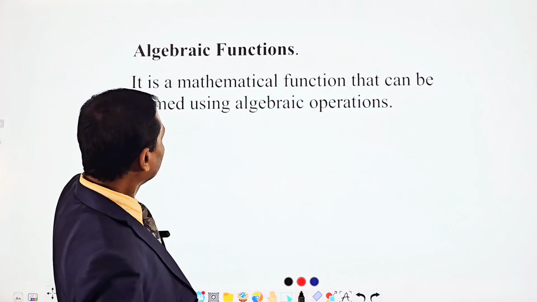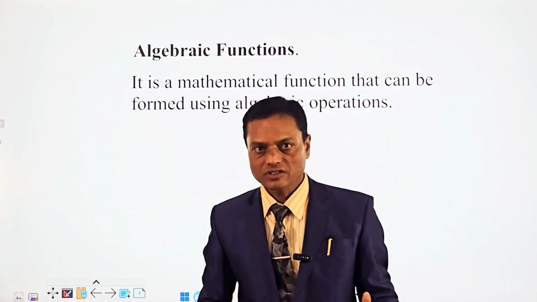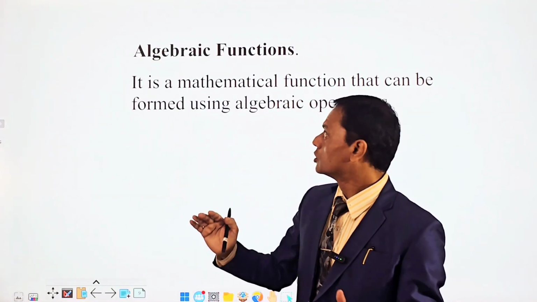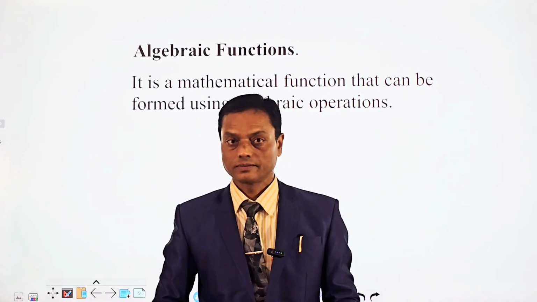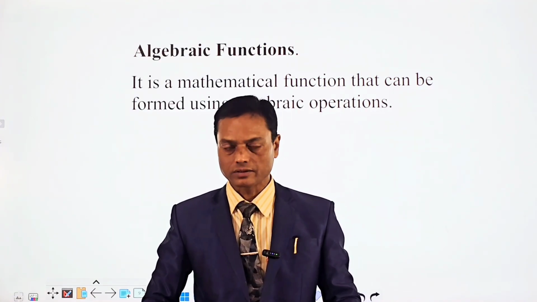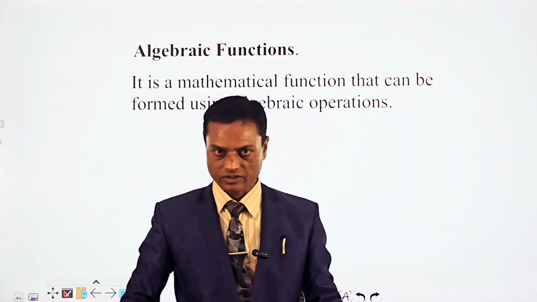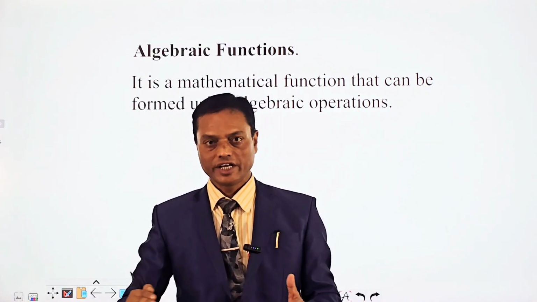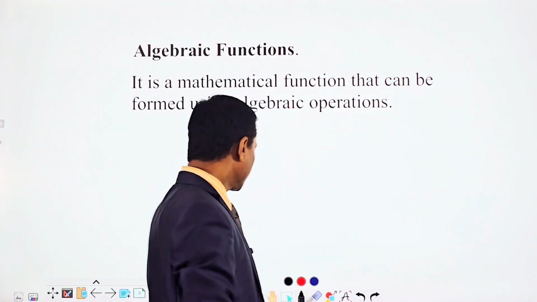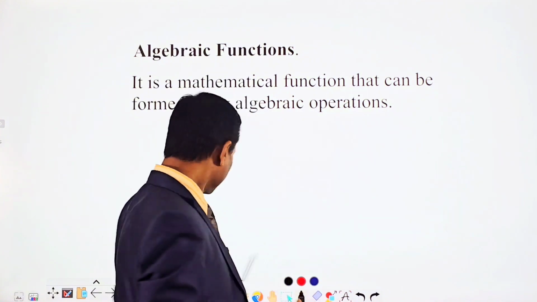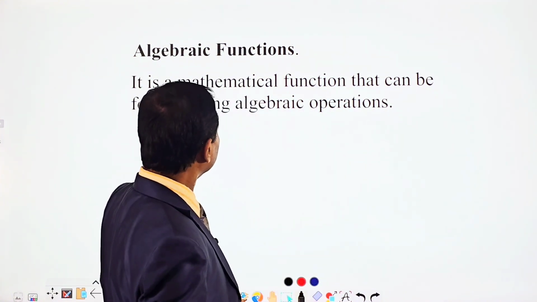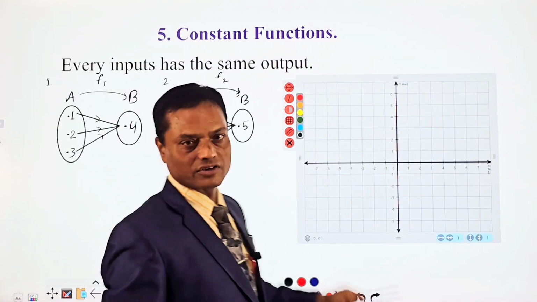Now the next one is algebraic functions. What kind of functions are known as algebraic functions? A function containing an algebraic expression is called an algebraic function, that is f(x) = x + 5, x minus 4. And there are some functions in algebraic functions. The first one is constant functions.